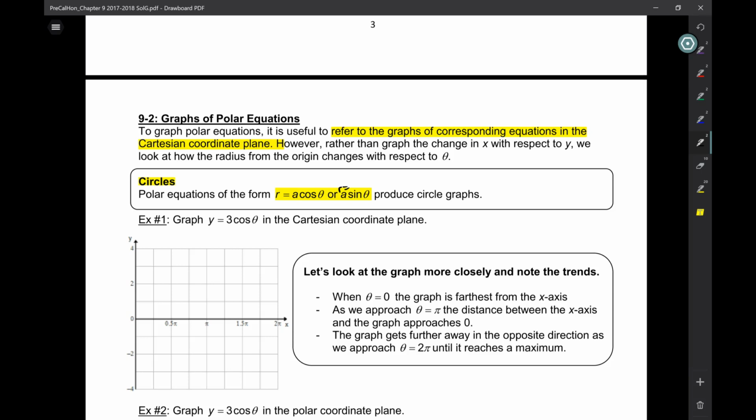When theta equals 0, what's y here? 3. When theta equals half a pi, cosine is 0. At pi, negative 3. At 3 pi over 2, cosine is 0. And at 2 pi, cosine is 1, so it'll be 3.